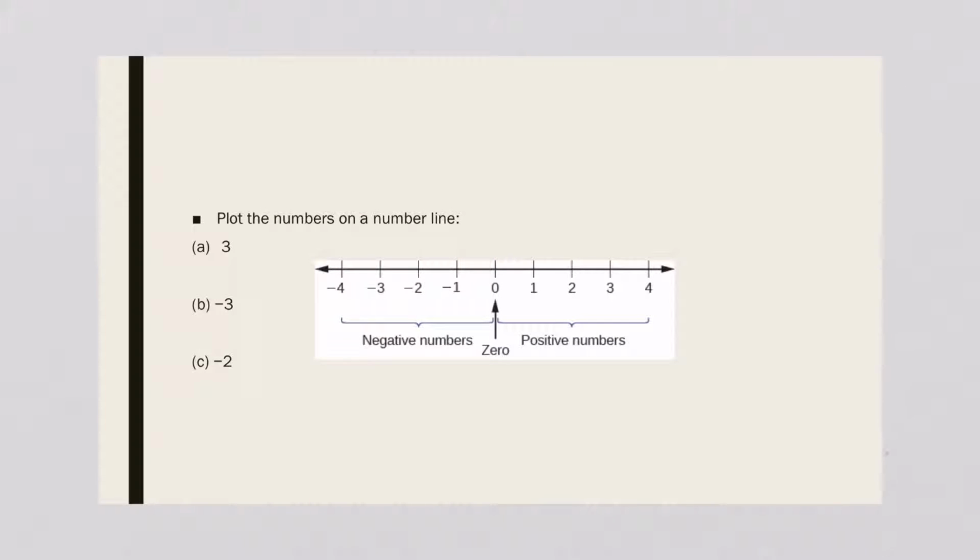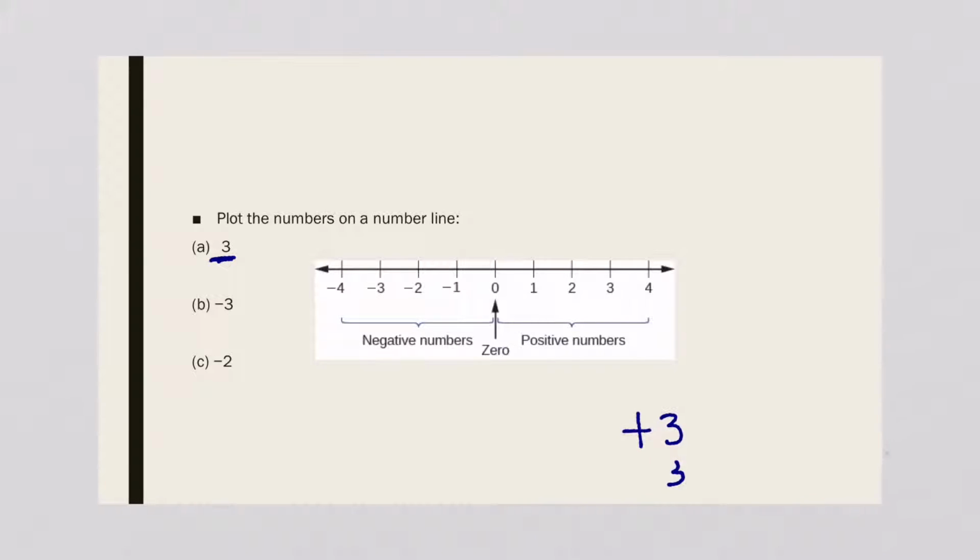If you are asked to plot a number on a number line, then all you have to do is put a dot wherever that number occurs. So where is positive 3? And notice we don't put a plus in front of 3 to indicate positive 3. We just put the number 3. But for negative numbers, you have to put that minus sign in front of the number to indicate negative.